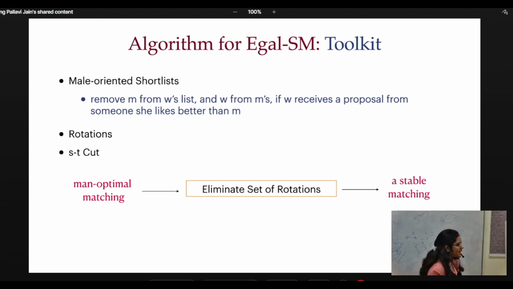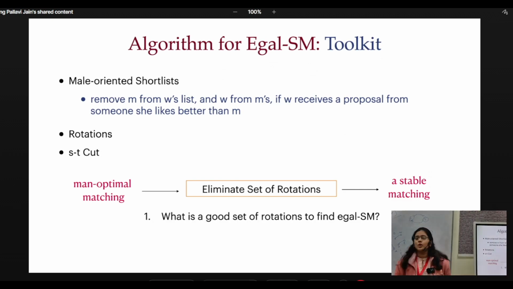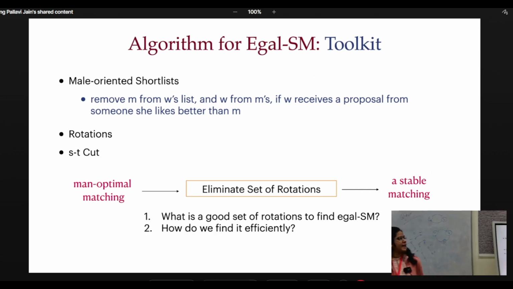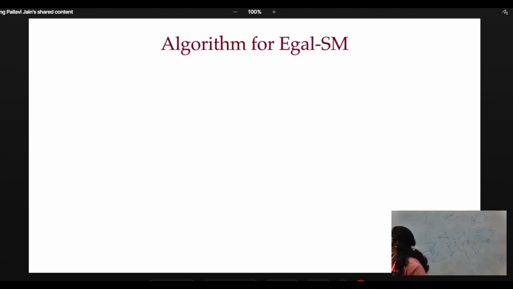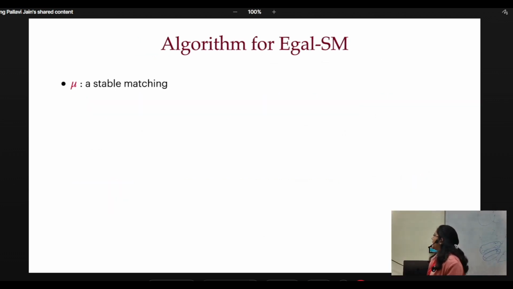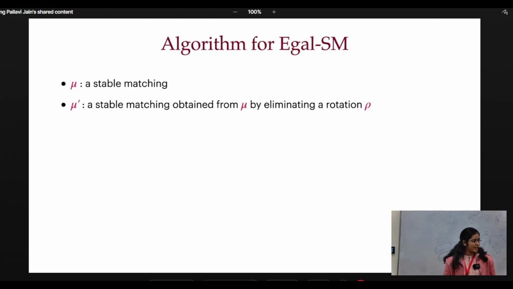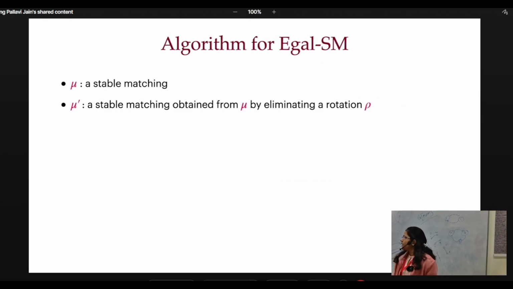So we need to understand what is a good set of rotations so that we get an egalitarian stable matching, and how do we find it efficiently. These are the two questions. Let us say mu is a stable matching and mu prime is another stable matching that we obtain by eliminating a rotation rho.